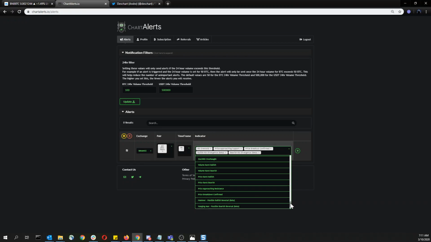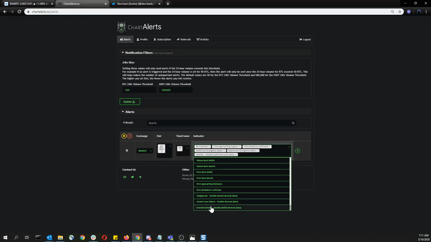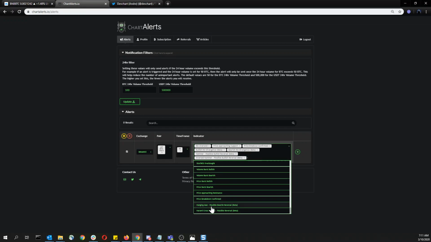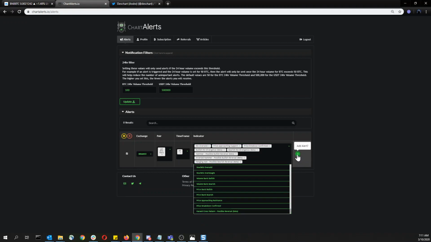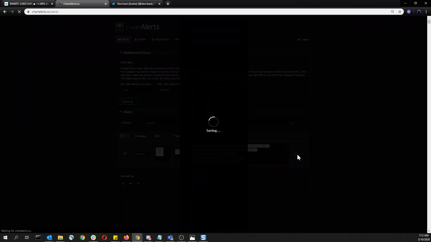And for the candlestick reversal, I like to use the hammer, the inverted hammer, and I guess I can use the hanging man. But those will be extremely rare, so you might only receive just a few alerts every now and then. It's not happening that often, so just so you know. So this is it for the alerts.